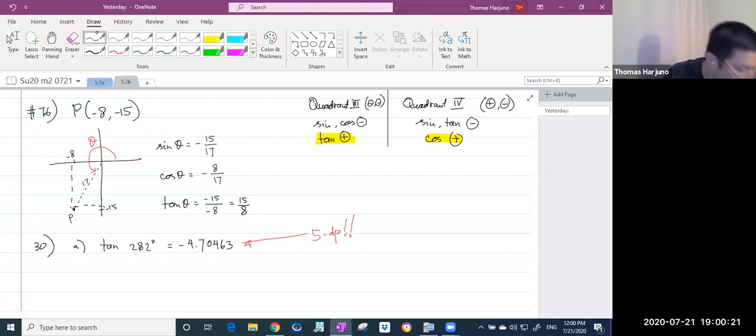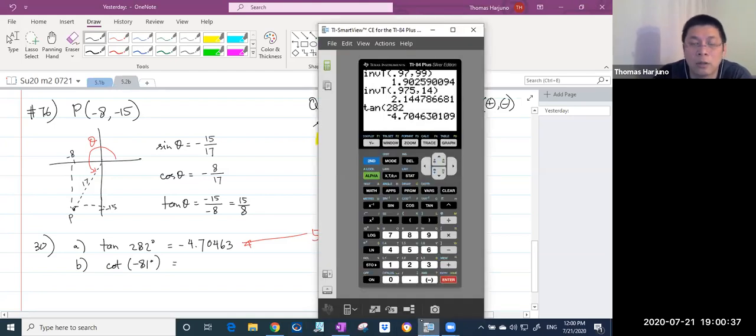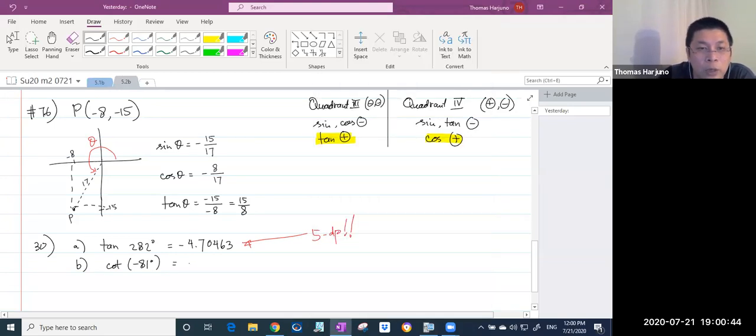Now, that's for part A. Part B, how about cotangent of -81 degrees? Now the thing is, we don't have a cotangent function on our calculator. No, there's no calculator with a cotangent function. But we can do the following. We know that cotangent is the reciprocal of tangent. So this is 1 over tangent of negative 81 degrees.